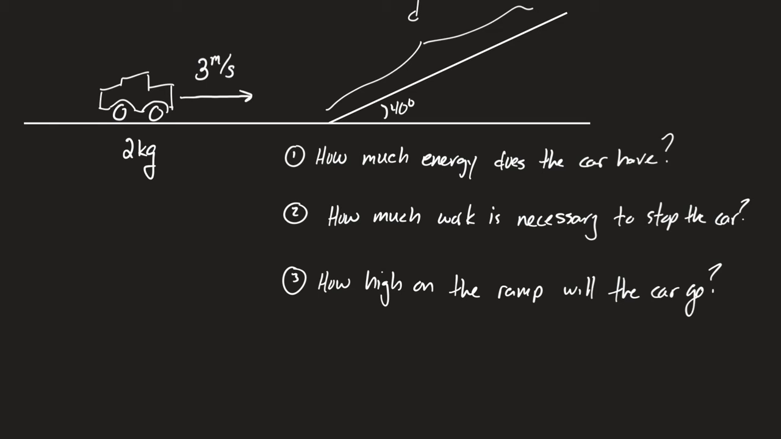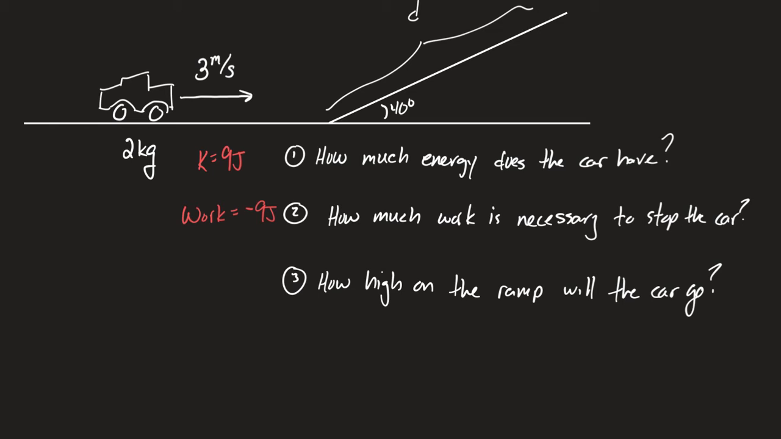And the first thing I want to point out is the car has 9 joules of energy, because we can calculate kinetic energy as 1/2 mv squared. So I'm hoping that that wasn't preventing you from getting any further in the problem. 9 joules. Now, how much work is necessary to stop the car? -9 joules. Right? To stop the car, I need to change its kinetic energy from 9 joules to 0. So technically, the amount of work necessary would have to be equal to -9 joules.